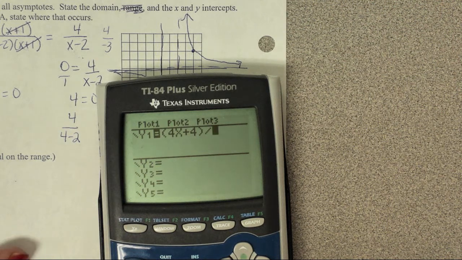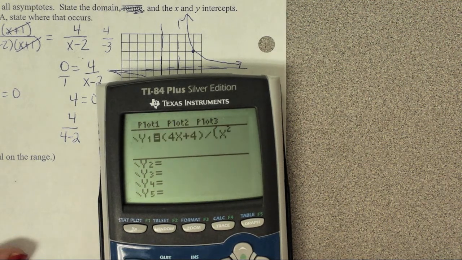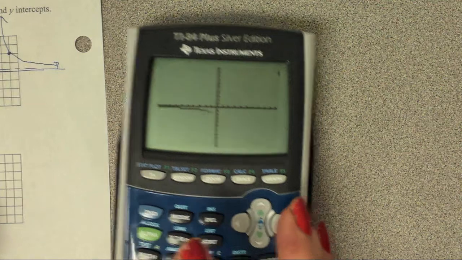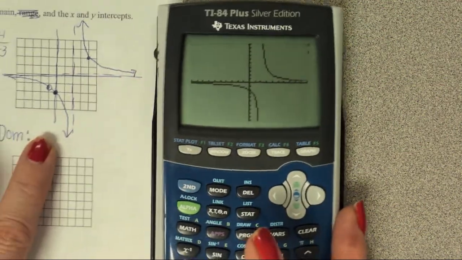We put in the original function. I have to say do the whole numerator divided by the whole denominator. I'm going to graph it, and here's the way it looks. So we can see it looks very similar.